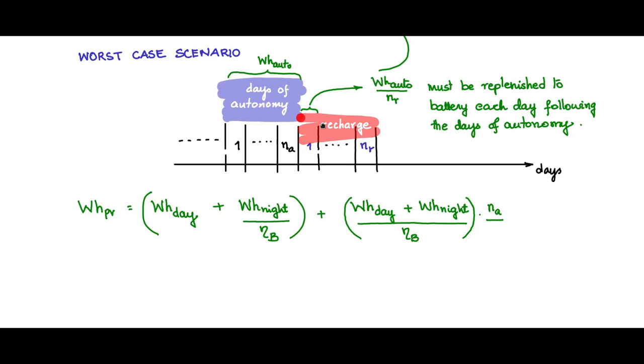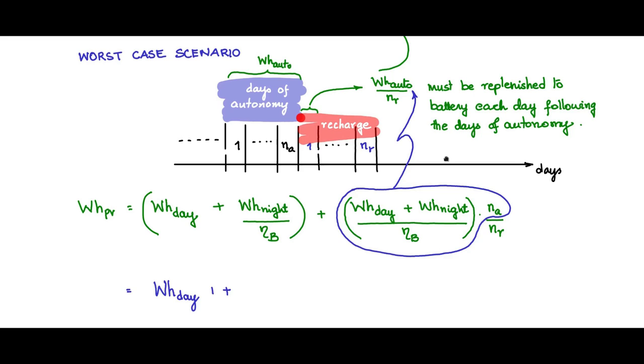And for recharging, the worst case condition is, apart from this, the PV has to give immediately following the days of autonomy this much amount of extra charge, which is WH auto by NR. So this much divided by NR. So obviously you will see that this part of the equation represents the energy WH auto.